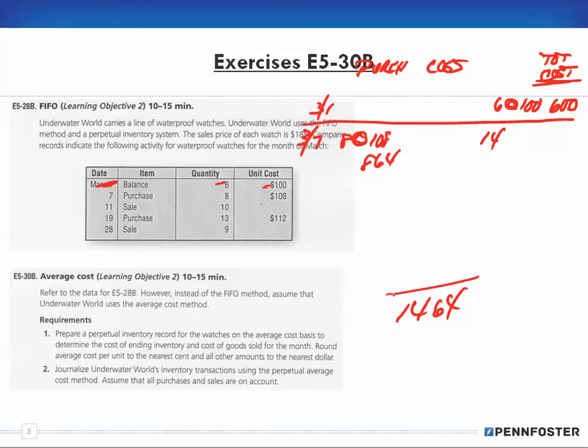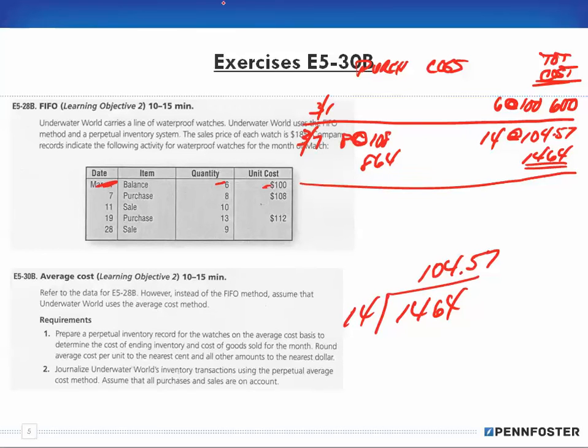But now I have 14 units, okay? Total, the 8 and the 6 is 14. So I have to divide the 1,464 by 14, and that ends up giving me an average cost of $104.57. So I have 14 at 104.57, which gives me my 1,464 as my total cost for the inventory as of 3/7.